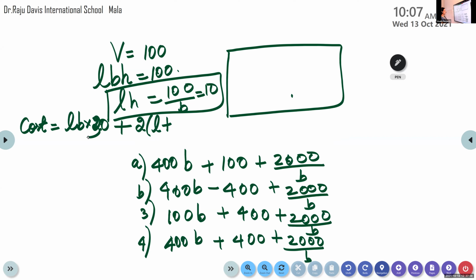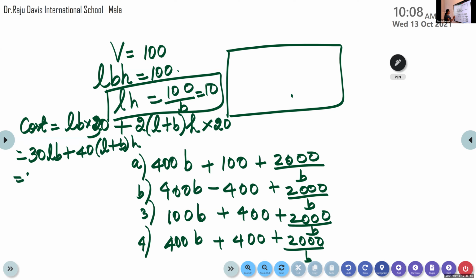What about constructing the side walls? CSA. What is CSA of the cuboid? 2 into L plus B into H. Is it the side wall? CSA is 2 into L plus B into H. And for the side wall, it is given as rupees 20. So you'll get 30 LB plus 40 into L plus B into H.